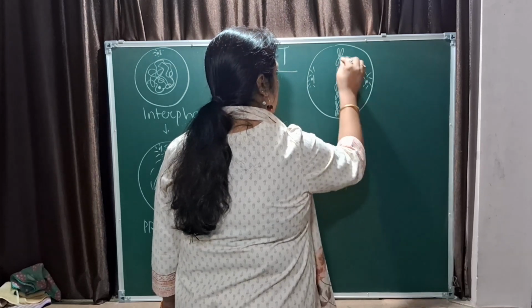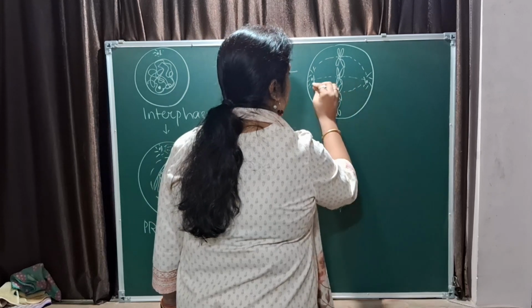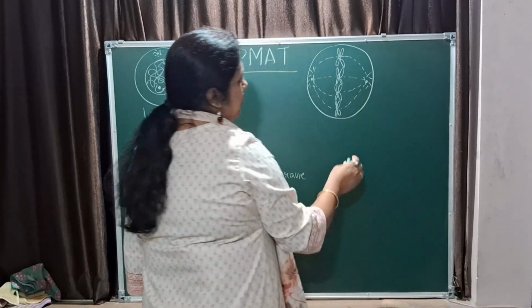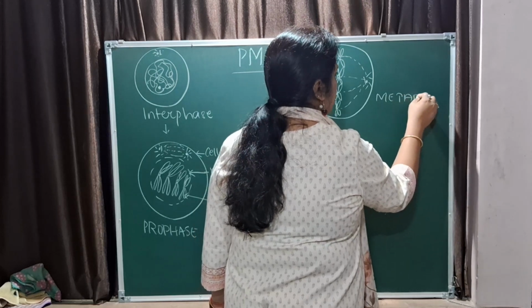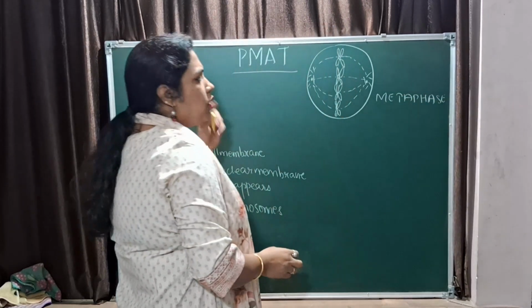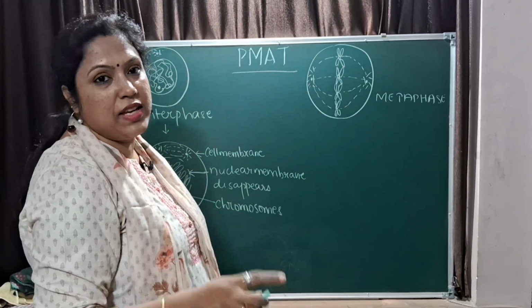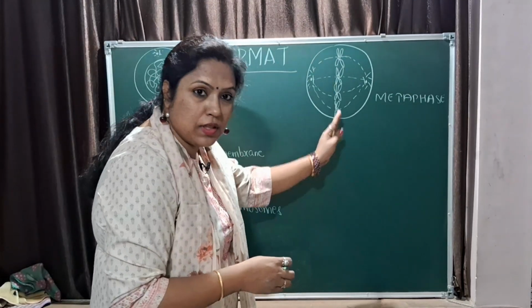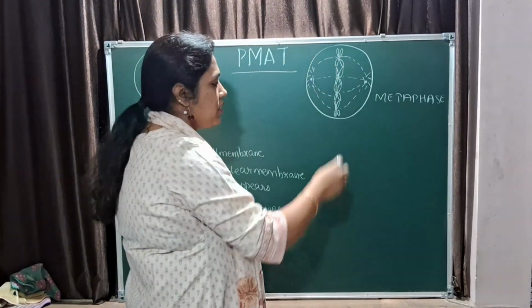Okay, so this is how the chromosomes are arranged in the equatorial plate, and this is your metaphase. I am not labeling it, children. I hope you know how to label it. This is your metaphase. The chromosomes align on the equatorial plate. M for metaphase, M for the middle of the cell. So all the chromosomes are aligned in the middle of the cell in the metaphase.